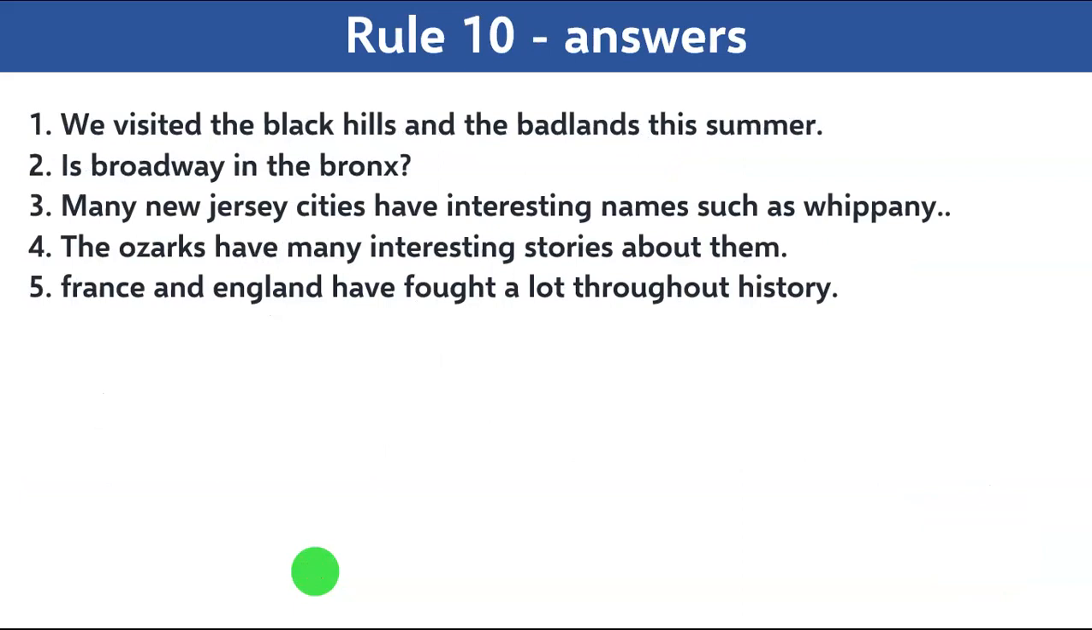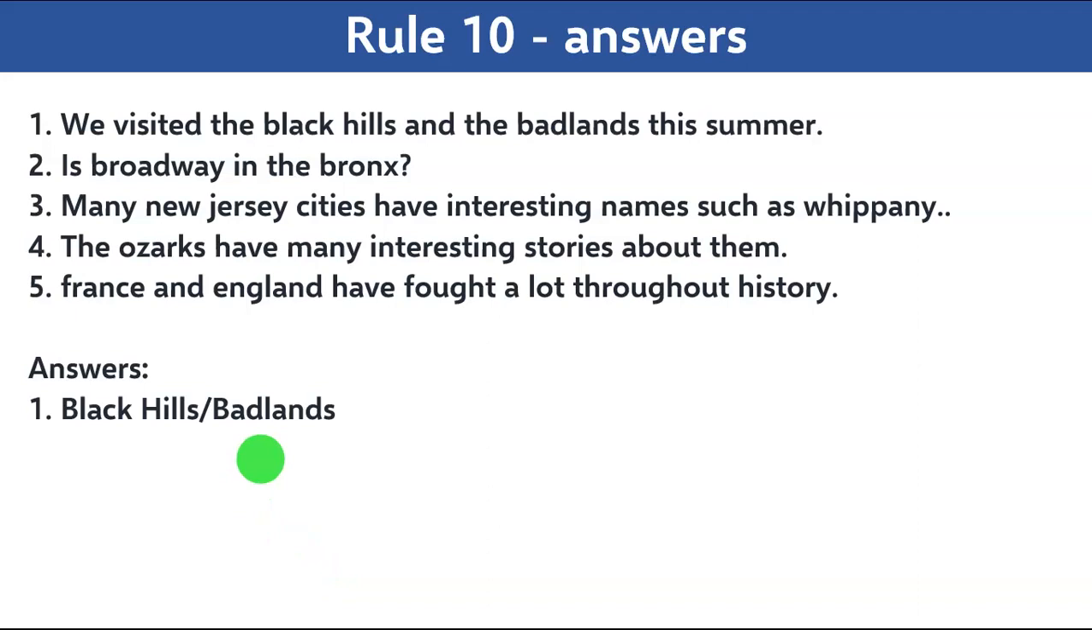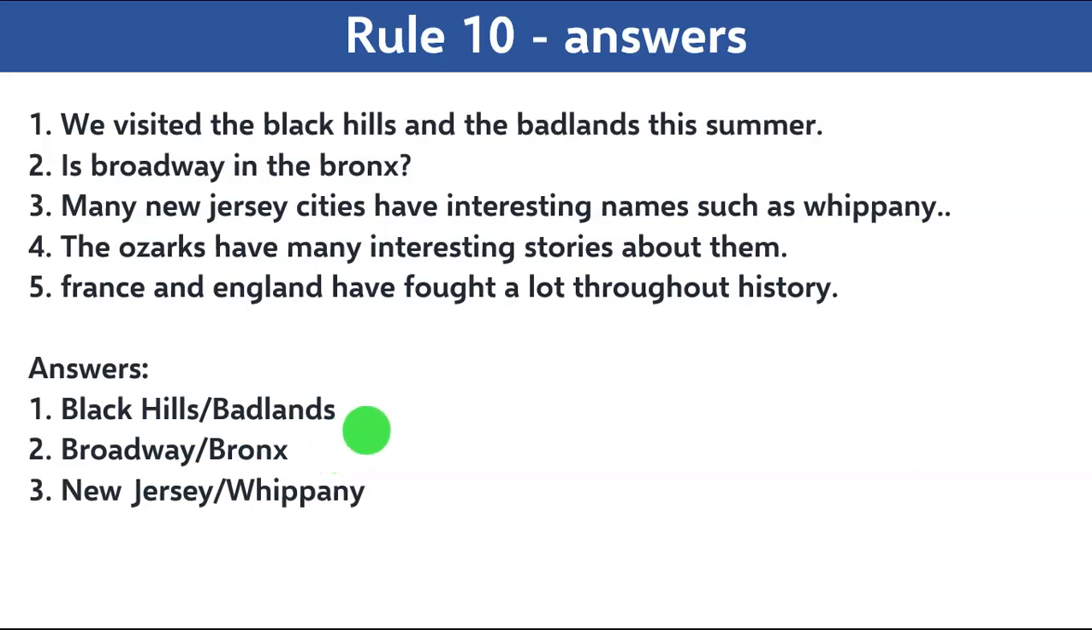All right, let us look at the answers. First one, Black Hills and Badlands are going to be capitalized. Number 2, Broadway and Bronx. Number 3, New Jersey and Whippany. Number 4, Ozarks. And number 5, France and England will be capitalized. So friends, those were rules number 6 to 10.